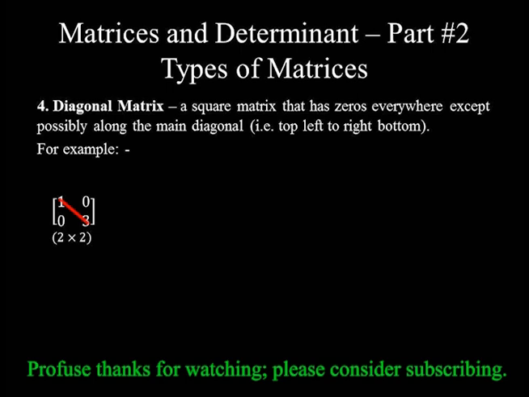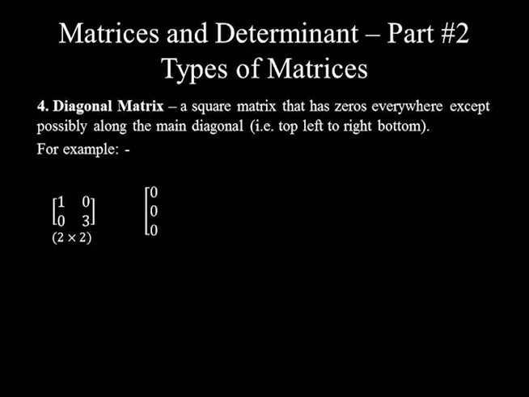Elements other than the main diagonal are zeros, so it's a diagonal matrix. Second example, a 3 by 3 matrix with all elements equal to 0. It's a square matrix because the number of rows is equal to the number of columns.